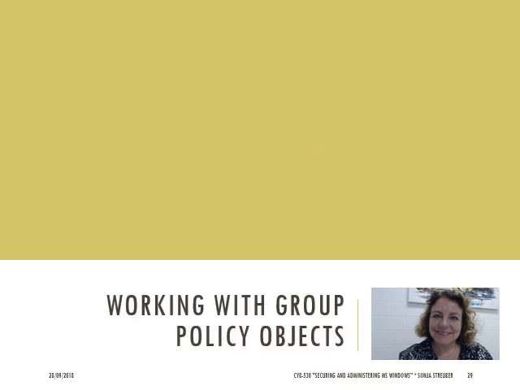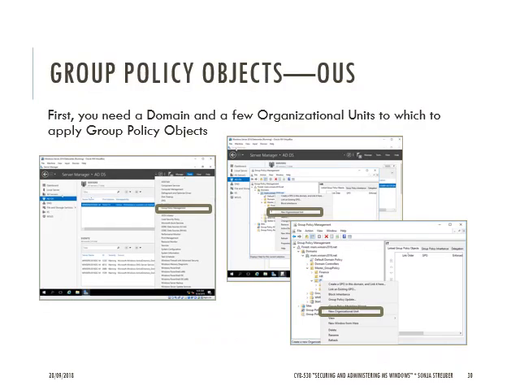And now let's take a look at what it means to be working with group policy objects. First, you need a domain and a few organizational units to which to apply group policy objects. This slide shows how to get to the Group Policy Manager from the Tools menu in the Server Manager for the Active Directory domain services.